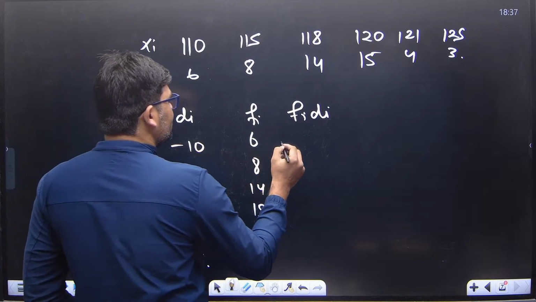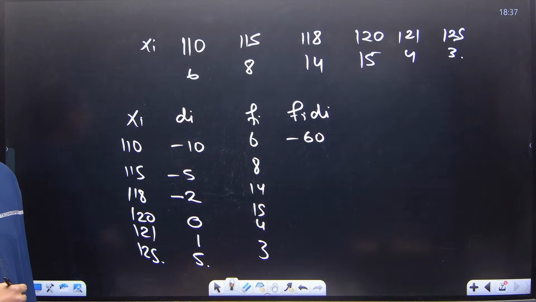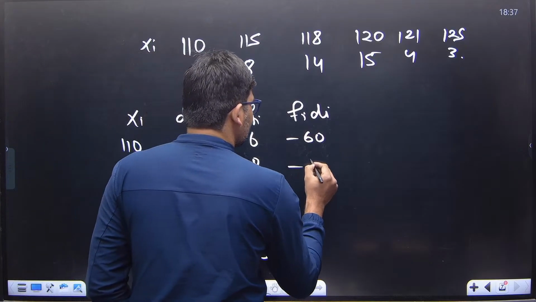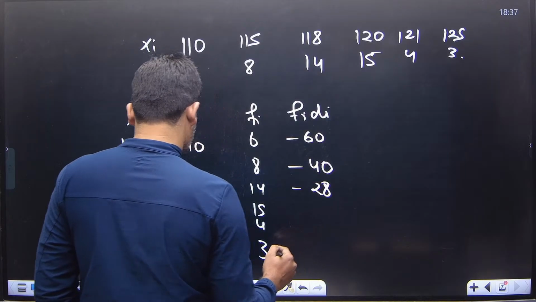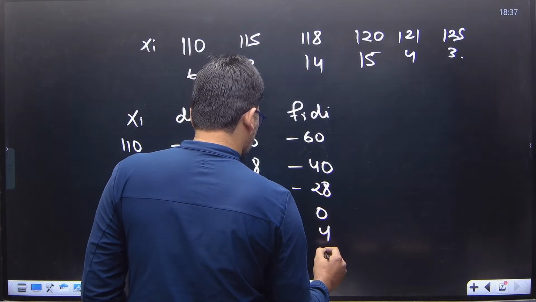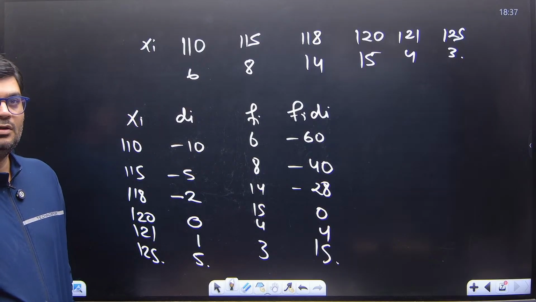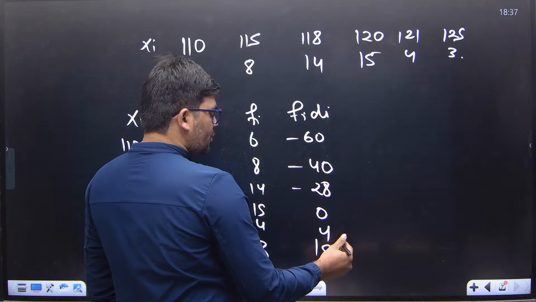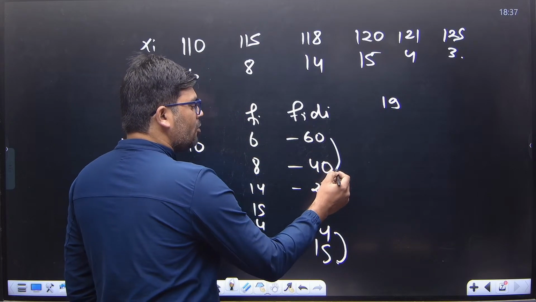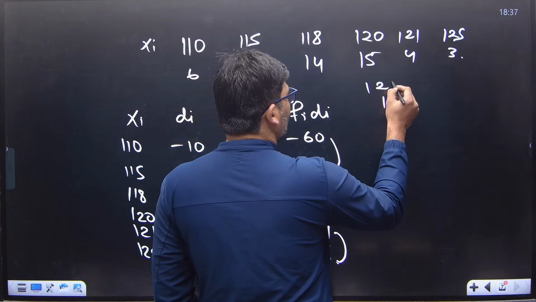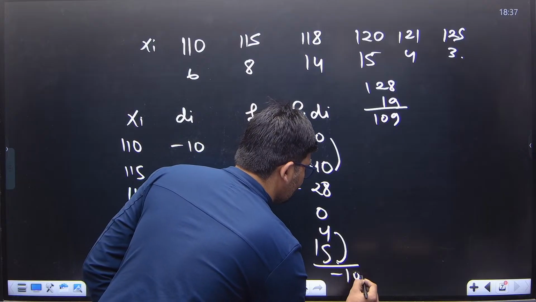So minus 10 times 6 is how much? Minus 60. Minus 5 times 8 is how much? Minus 40. Minus 28. Then 0, 4 and 50. Now we will add this. So 15 and 4 is 19. 60 and 40 is 100, 128. So you will do 128 minus 119. So it will be 109. So here you will get negative 109.